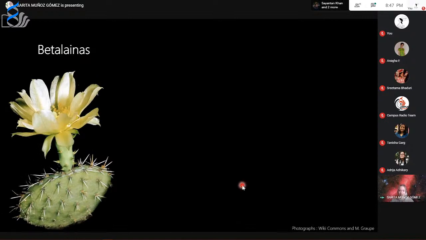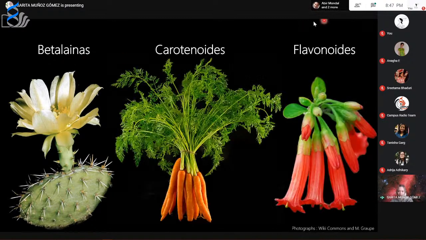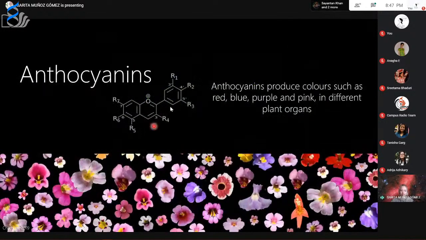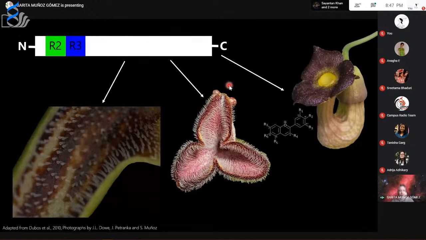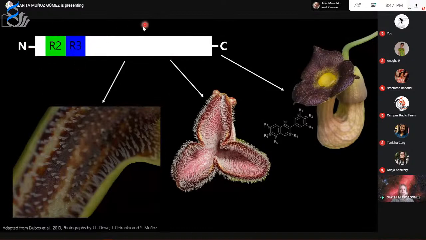The formation of pigments in angiosperms is related to molecules such as betalains, carotenoids, and flavonoids. Inside flavonoids, we find the anthocyanins, which produce colors such as red, pink, purple, and blue, and these colors can be found in different parts of the body of the plant. And the regulation of the production of flavonoids and anthocyanins is made by transcription factors, in this case by the R2R3-MYB genes that can regulate many pathways and can be related to different functions such as the specialization of different cells to become root hairs or trichomes, or the regulation of pathways such as the anthocyanin pathway, as I said before.